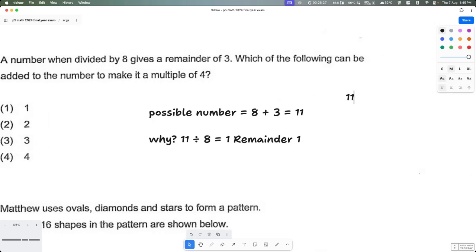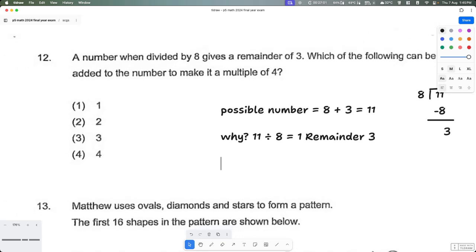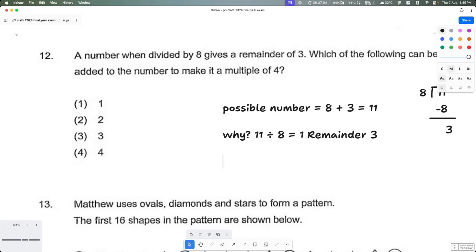Because if we have 11 and divide it by 8, we would just subtract 8, and the remainder itself will give us remainder 3, right? So 3 gives us 11 over here. Now with this, which of the following can be added to make a multiple of 4? So with 11, plus 1 is equal to 12.